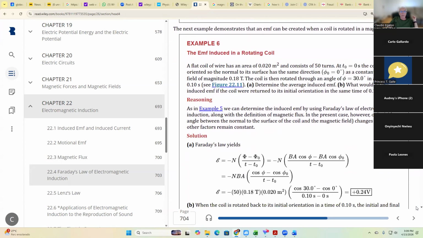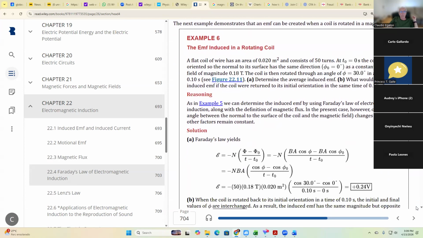And now that's the example that I want to cover with you: the electromotive force induced in a rotating coil. That's the very principle of the electrical generator. Very important device, okay? It's because of this device that you have electricity all over our places, our houses.